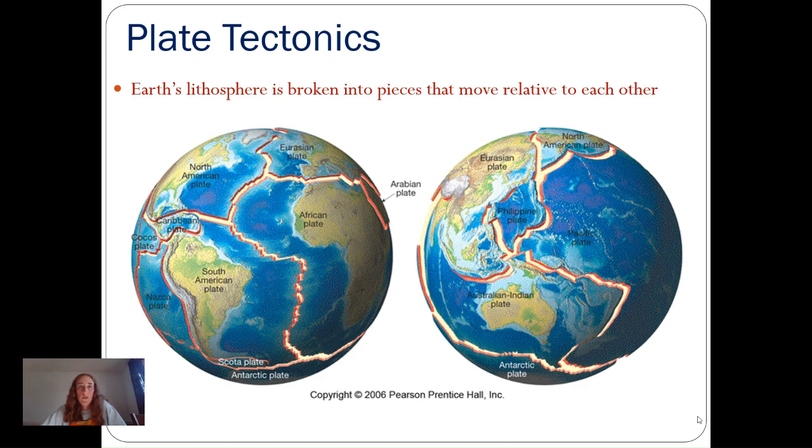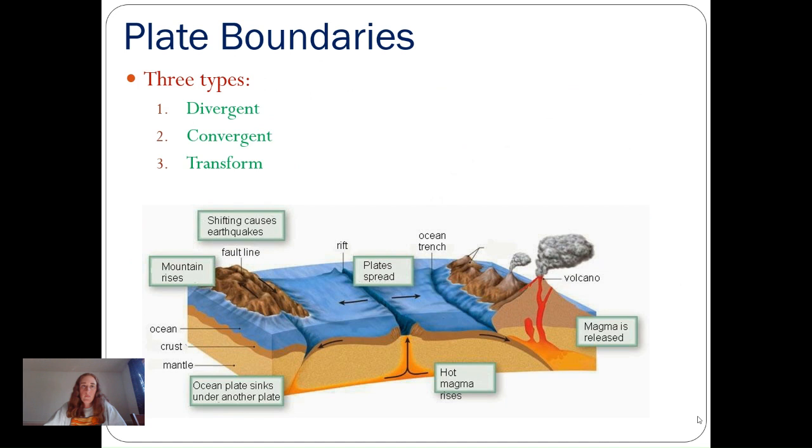So just to remind you, the idea of plate tectonics is that Earth's lithosphere is broken into pieces and those pieces move relative to each other. We discussed the fact that there's three types of plate boundaries. Divergent, you should have already learned about if you watched the last lecture. So we have convergent and transform left for today.